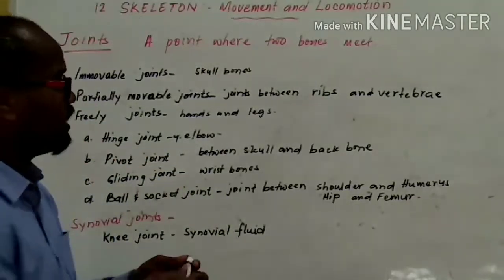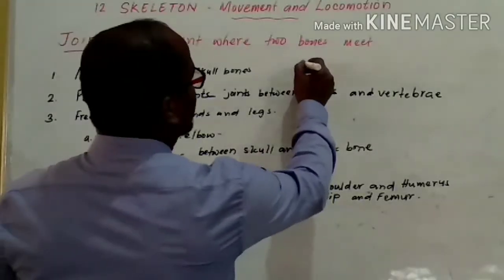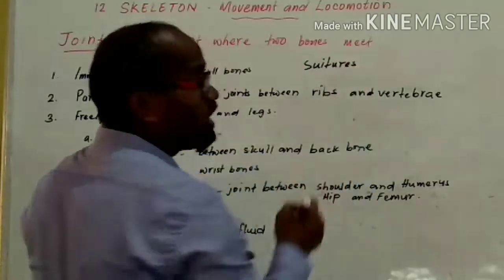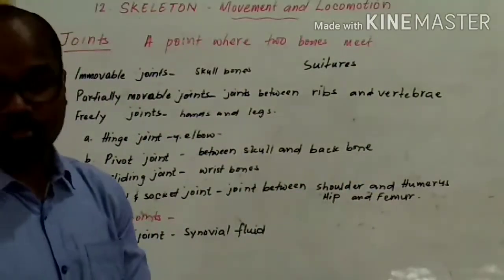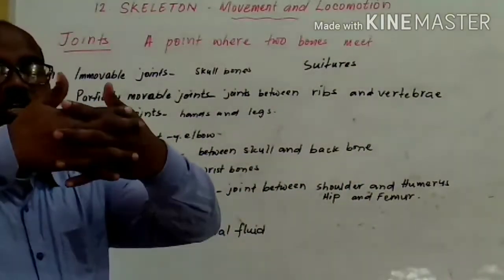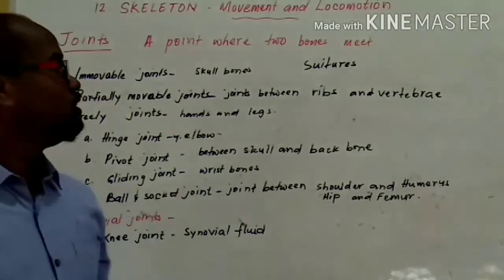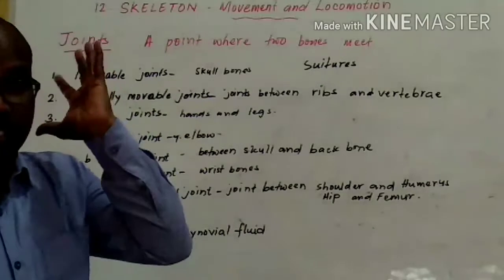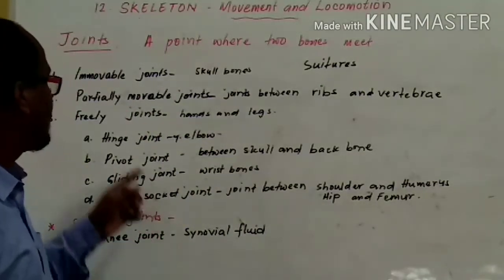Sutures. What are these called? Sutures. S-U-T-U-R-E-S. These connections are called sutures. They are connected like this. So they don't allow any movement in the skull. The skull bones do not move, the joints.